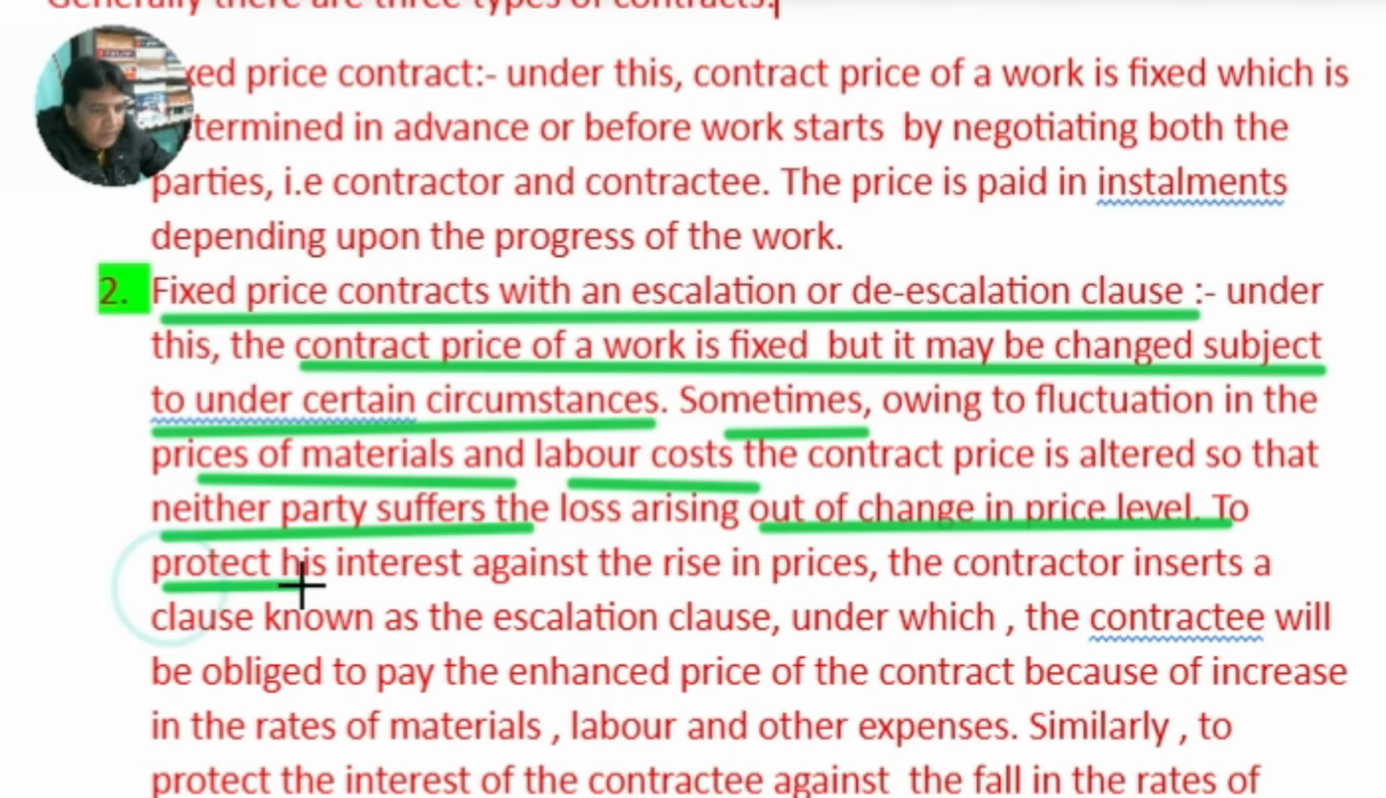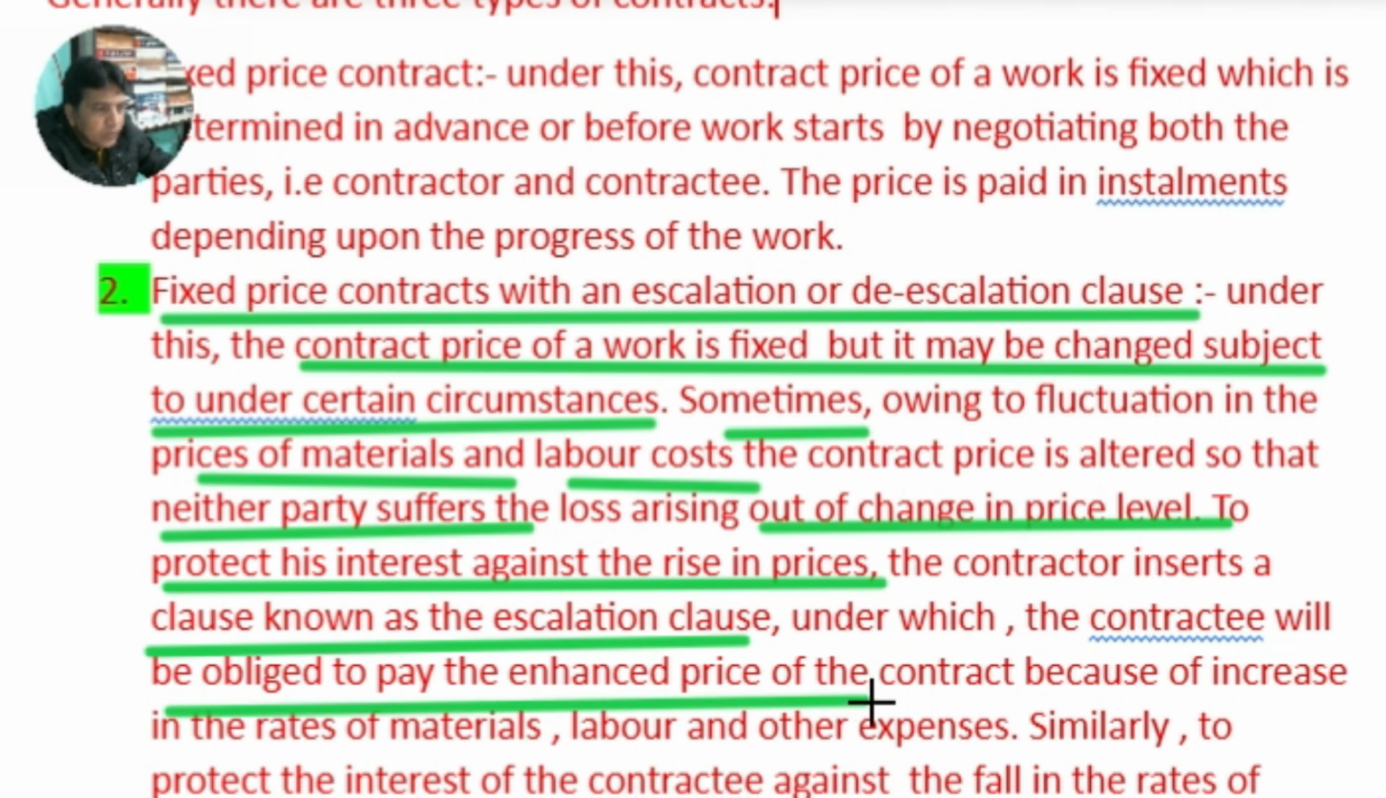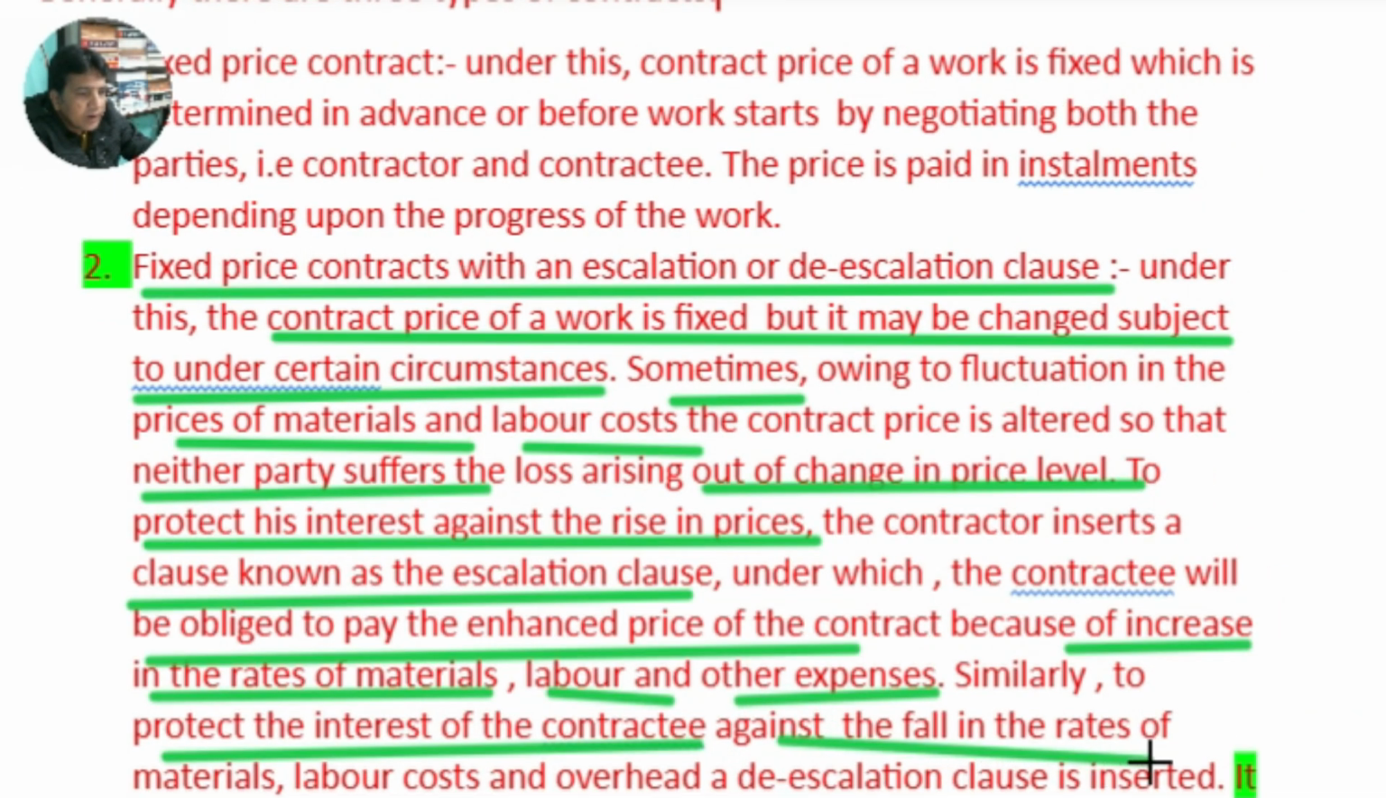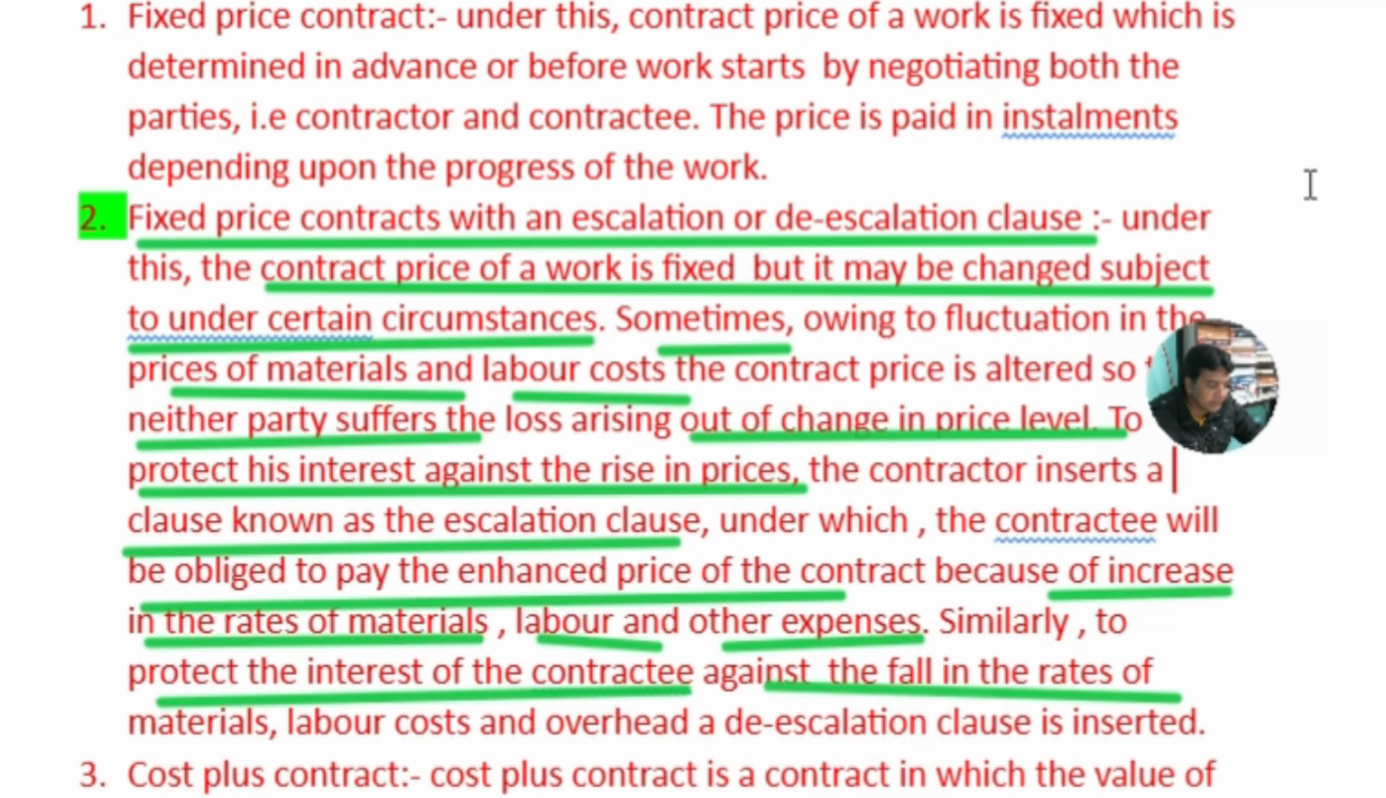To protect the contractor's interests against the rise in prices, an escalation clause is inserted, under which the contractee will be obliged to pay the enhanced price of the contract because of increase in the rate of materials, labor and other expenses. Similarly, to protect the interest of the contractee against the fall in the rate of material, labor cost and overhead, a de-escalation clause is inserted. Therefore, under this method, the price may or may not remain fixed.